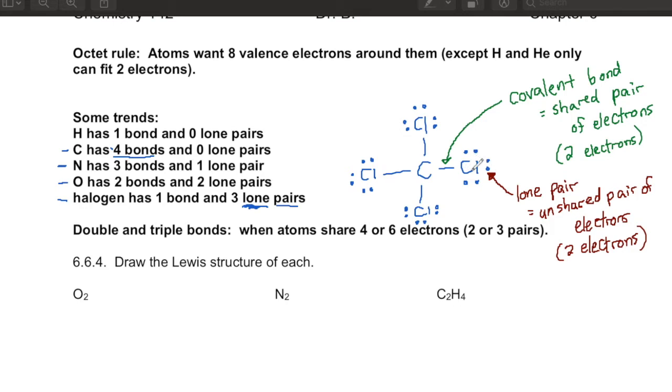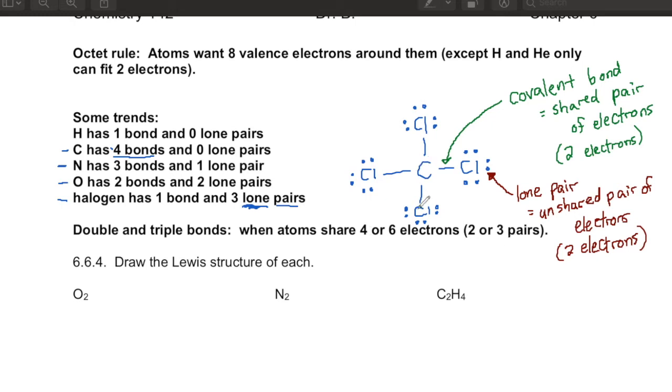So the chlorine is the lone owner of this pair of electrons. It's not shared, but it still is a pair. It's 2 electrons. So when we count the electrons that are in the valence shell of chlorine here, we get 2, 4, 6, 8. This line counts as a pair, so it's 2 more makes 8.